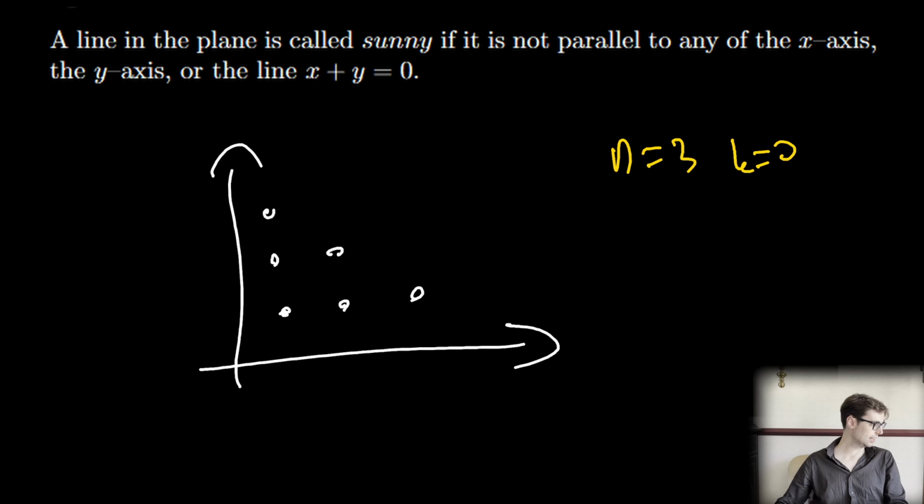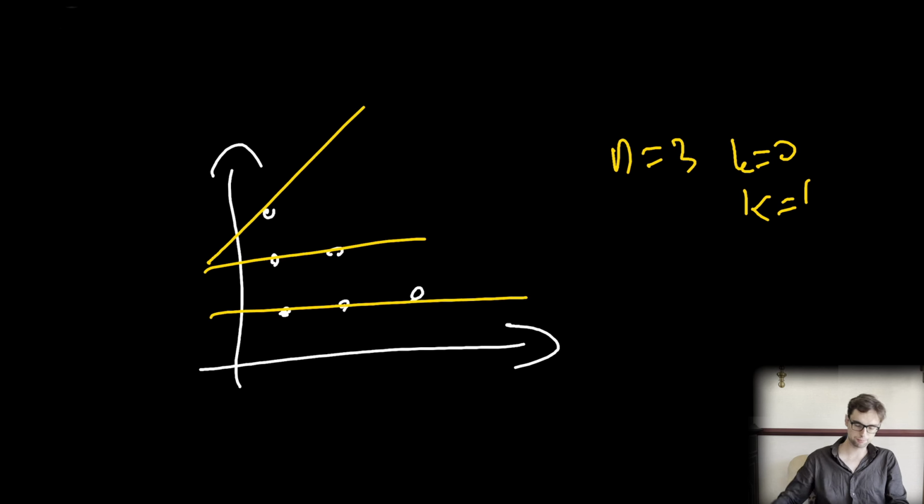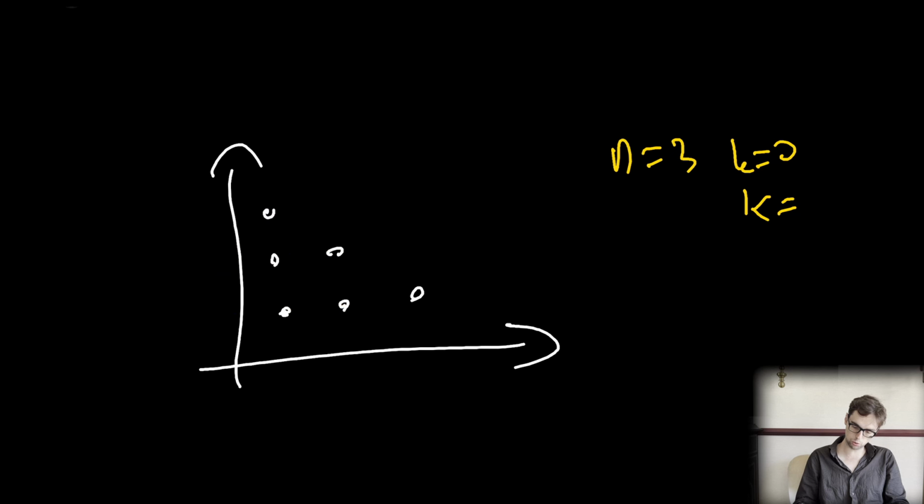Now, what is a sunny line? So not parallel to any one of these axes. Can we have exactly one sunny line and 3 lines that go over these? Again, it's a matter of, okay, I can just do 1, 2, and 3. We just do one line, we tilt it a bit, and now we have k is equal to 1. So k equals 1 works. What about k is equal to 2?